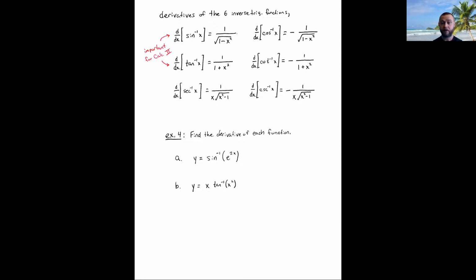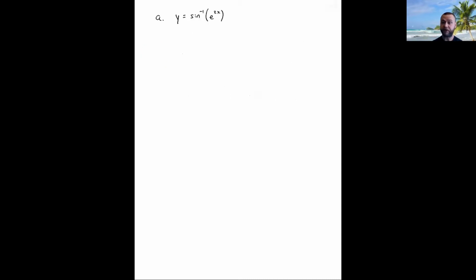Welcome back. Let's start going through these final 2 examples. For this first one here, part A, be careful with notation. This is not sine inverse times e to the 2x. The notation here denotes composite functions. E to the 2x is plugged inside of inverse sine. So make sure you're comfortable with notation here. There's no multiplication, but one function plugged inside another.